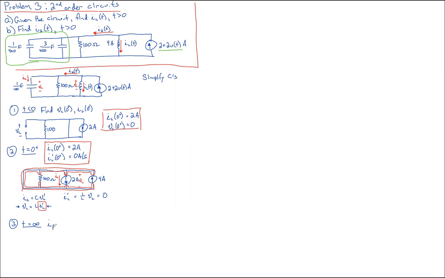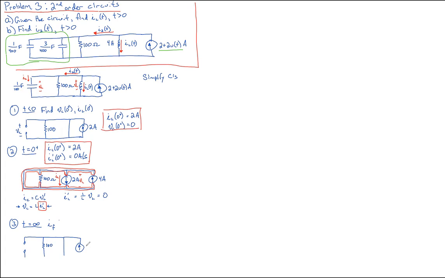When we draw it at time equals infinity, we'll find our I sub forced, and that's going to be a DC value. So at time equals infinity, it's DC steady state. We're not driving it with anything that's changing at time equals infinity. The capacitors, once again, always look like opens. The inductors always look like shorts. Now our current source at time equals infinity is going to look like a steady state 4 amps.